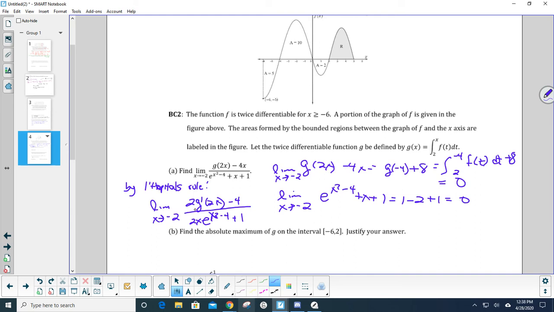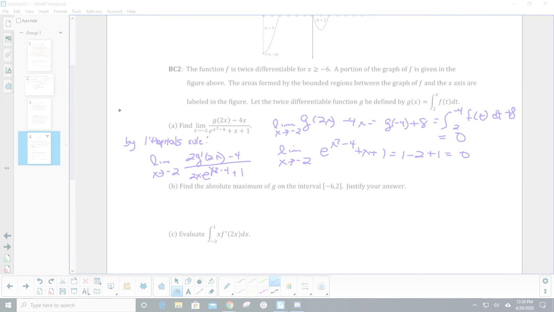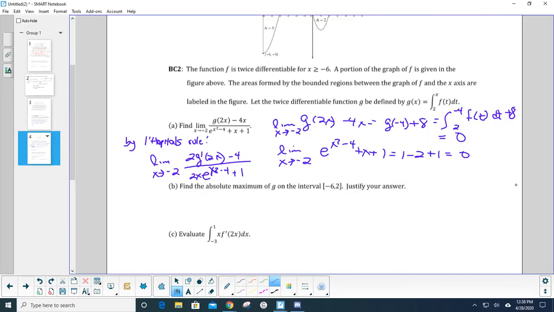And if I work this out, I'm running out of space here. Let me take a quick picture of it and move it over, if I can cram it all in. But again, with L'Hopital's rule, you've got to show these independently of each other, both equal to 0.